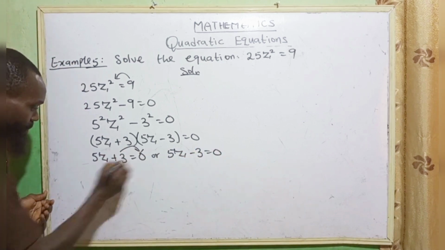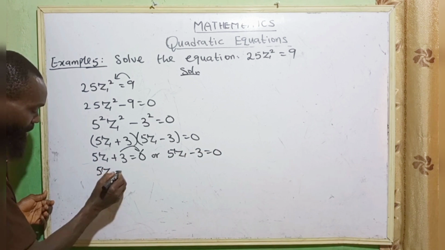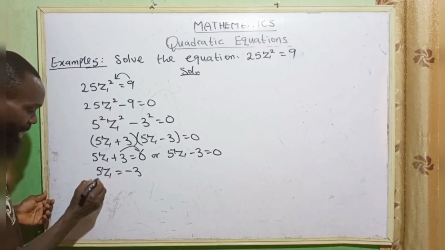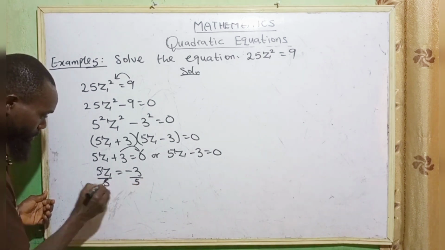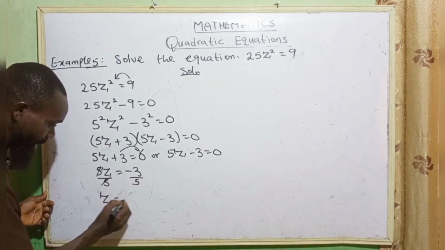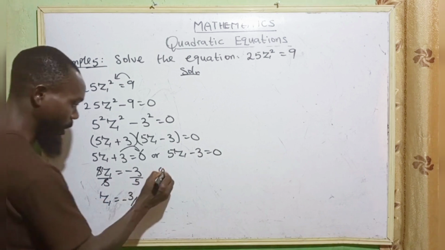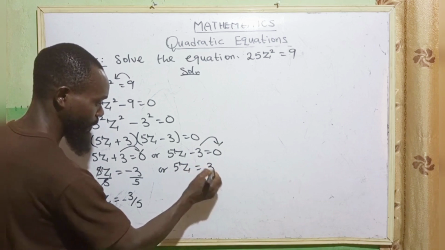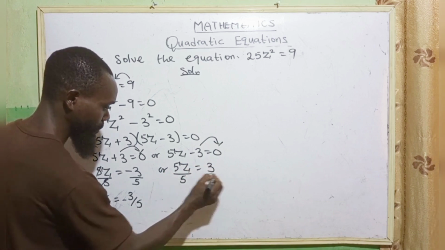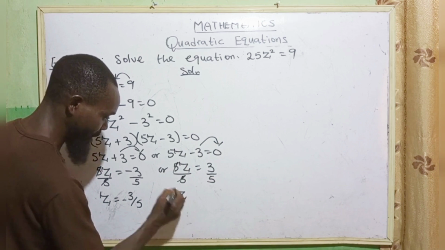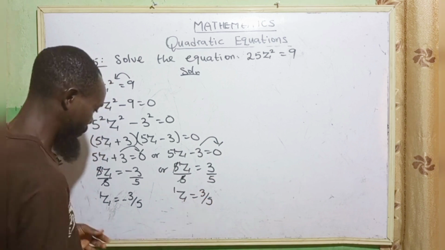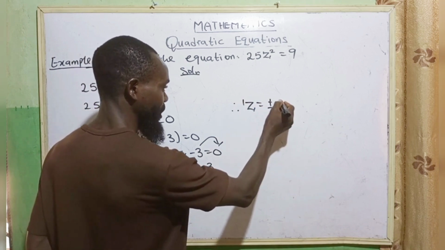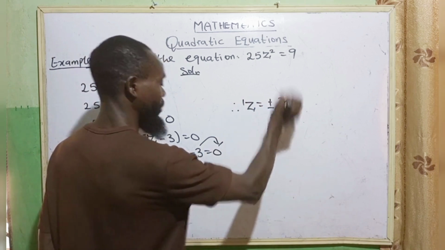So take this one here, 5z is equals to minus 3. When the plus crosses, divide both sides by 5. So z is equals to minus 3 over 5. Or take this one out, 5z is equals to 3. Divide both sides by 5. I have z is equals to 3 over 5. Therefore, my z is equals to plus or minus 3 over 5.